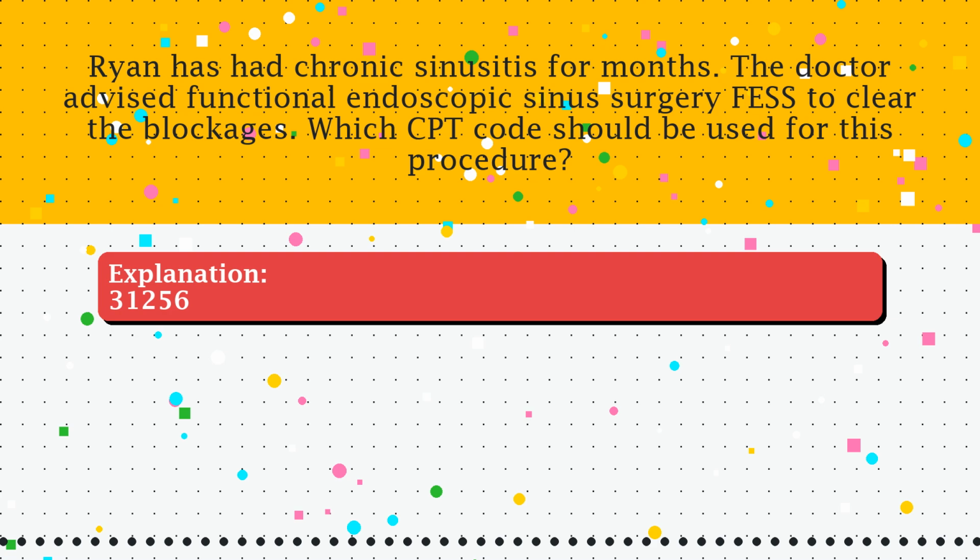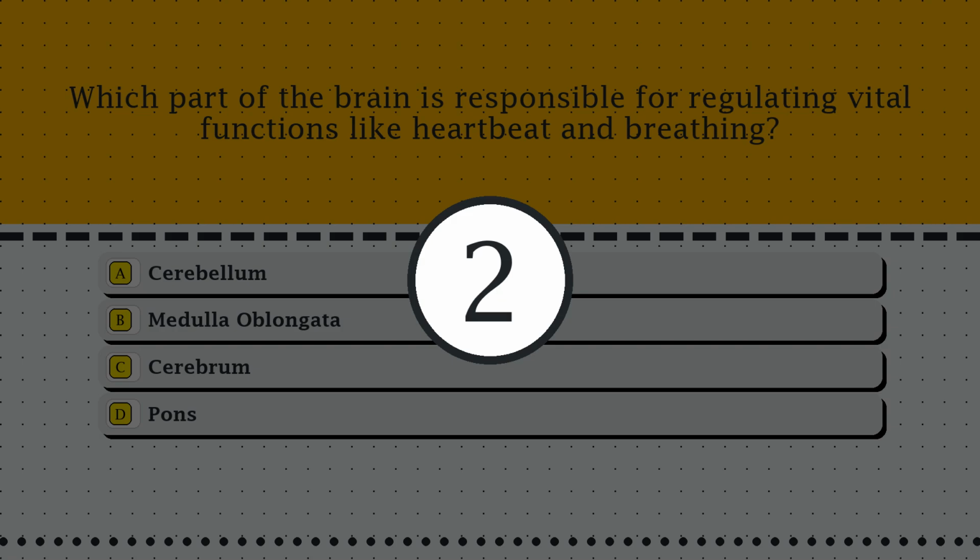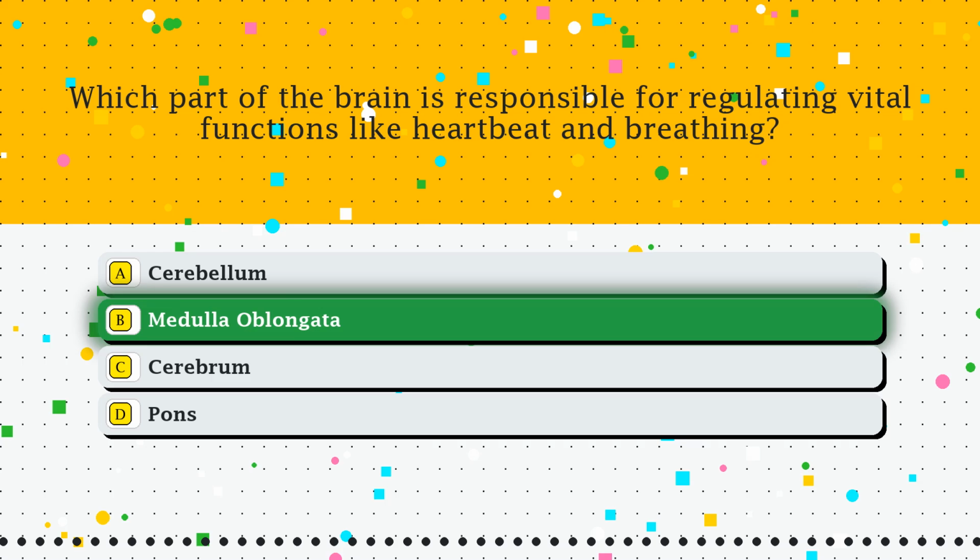Question 211. Which part of the brain is responsible for regulating vital functions like heartbeat and breathing? Option A, cerebellum. Option B, medulla oblongata. Option C, cerebrum. Option D, pons. The correct answer is option B, medulla oblongata.